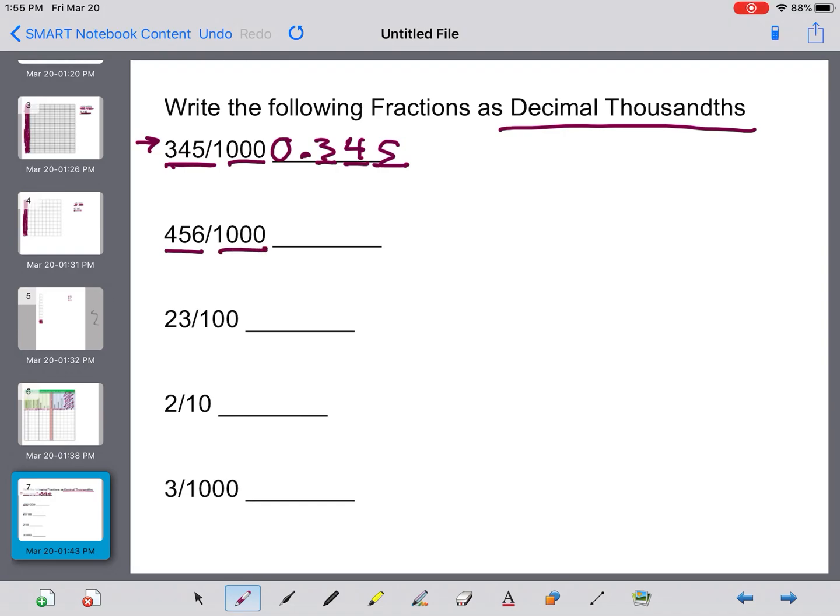Same idea for this one right here. I have 456 over 1,000. I know I need to have 3 place values after the decimal. And look at that, I already have 3 numerals to write in there.